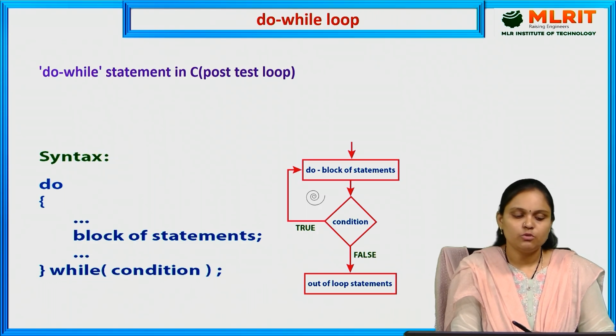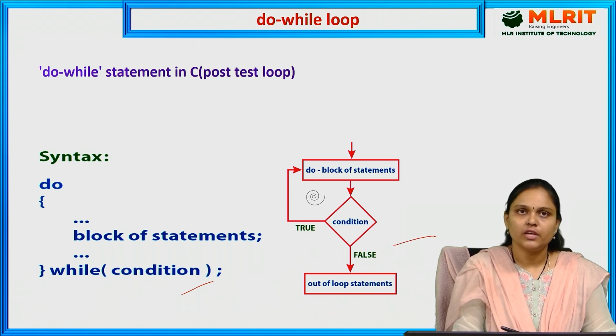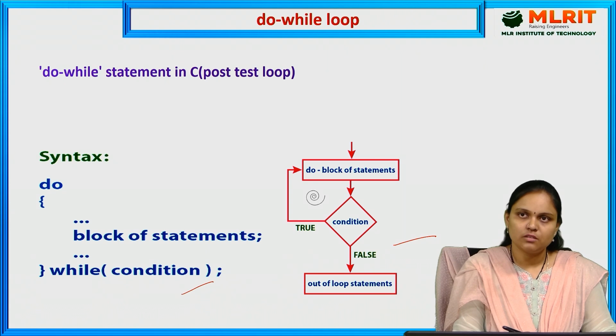The next is the do while statement. Coming to the do while statement, this is the syntax of the do while statement, and this is the flow diagram of the do while statement. This do while is also used for repeating statements.